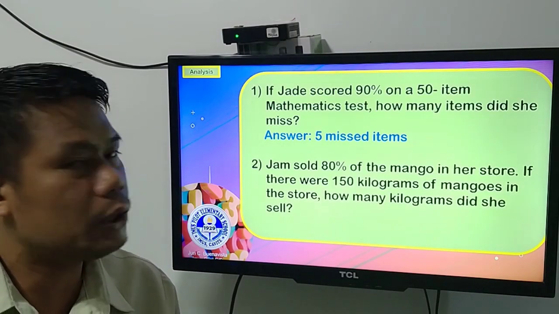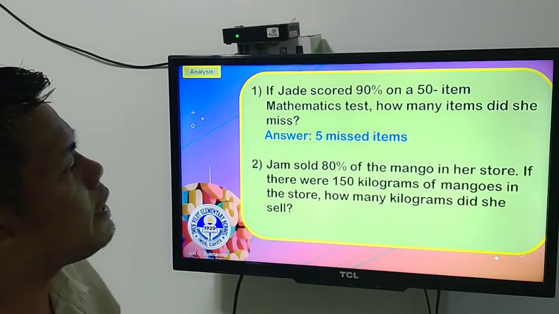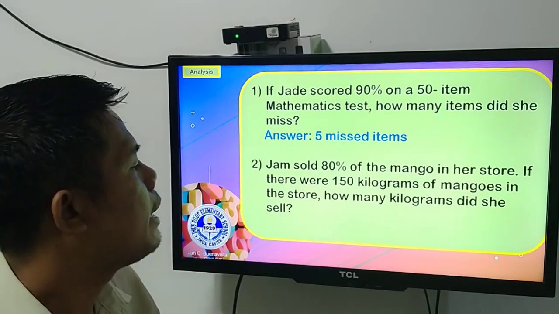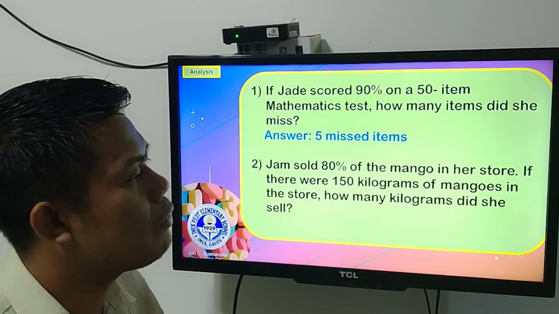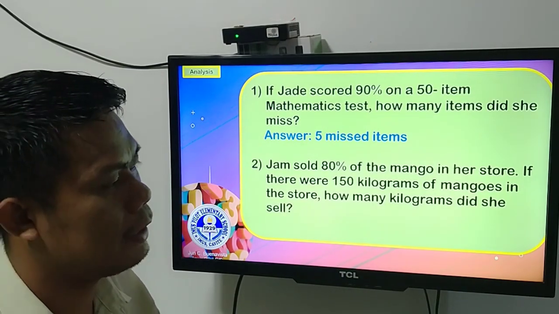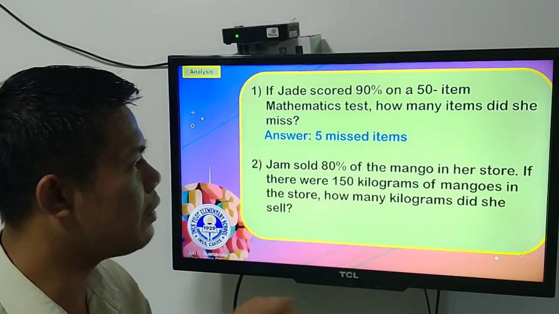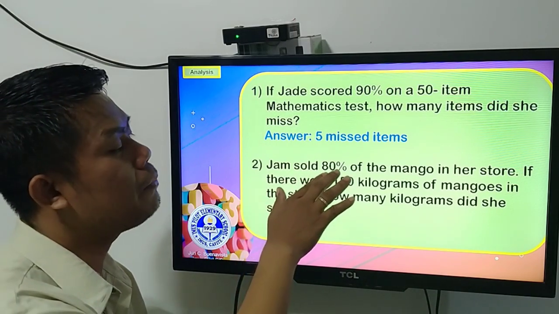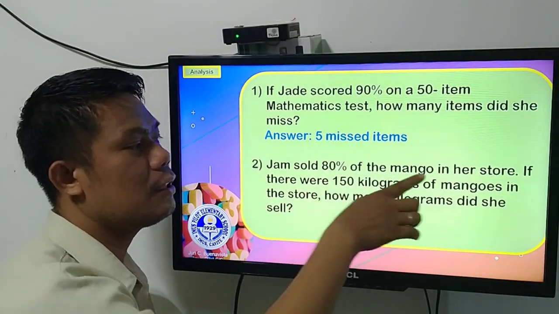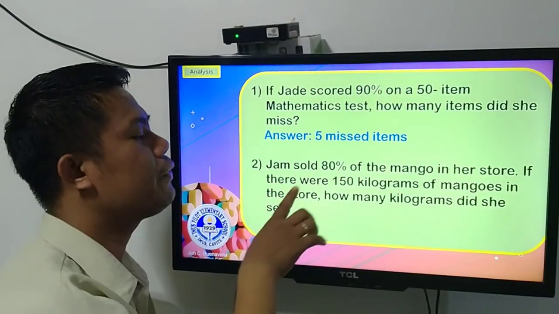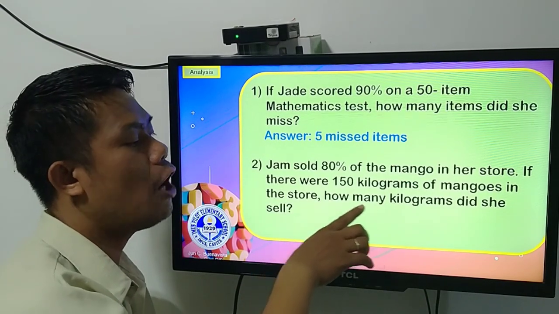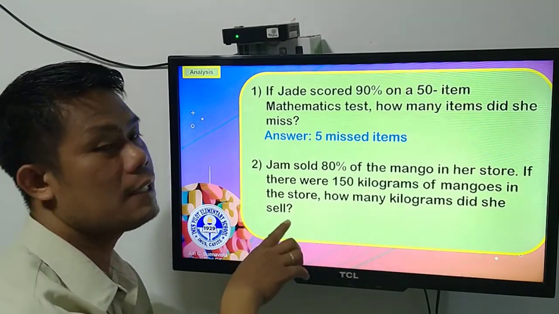So, okay, for number 2, Jam sold 80% of the mangoes in her store. If there were 150 kilograms of mangoes in the store, how many kilograms did she sell? Alright, so look at this problem. Jam sold 80% of the mangoes in her store. So 80% is what she sold. If there were 150 kilograms of mangoes in the store, how many kilograms did she sell?